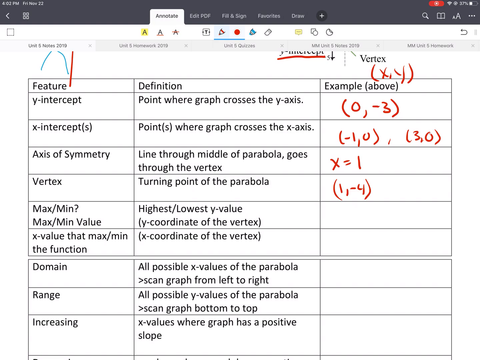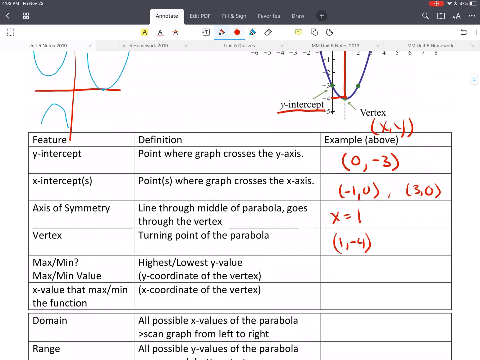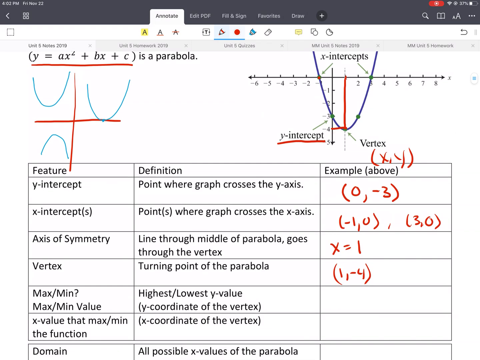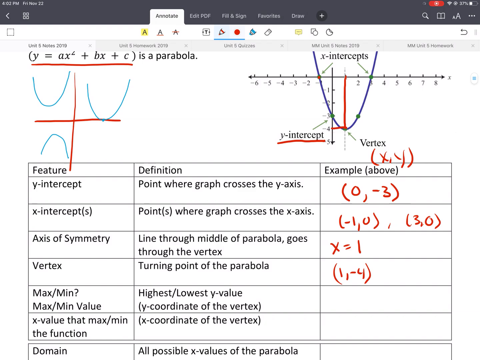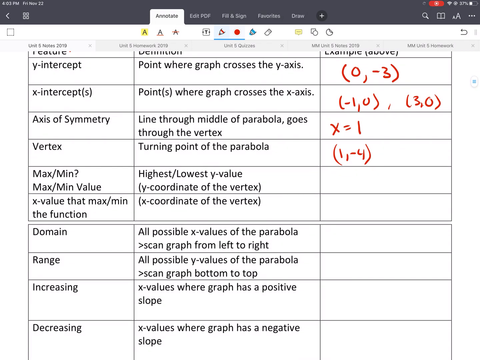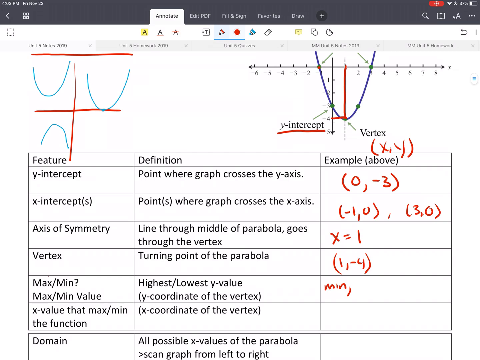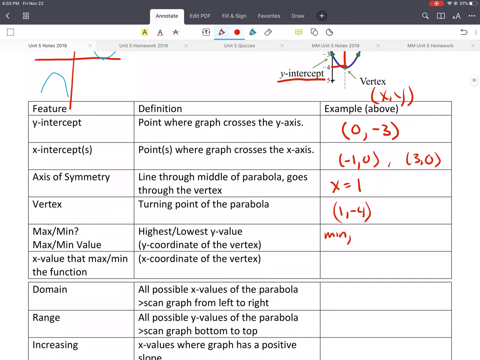Okay, next it says max or min. So is that vertex a maximum or is it a minimum? Is it the lowest point or is it the highest point? Here it would be a minimum. In this situation, it would be a min. And what is its value? What's the lowest value? That minimum value would be -4.